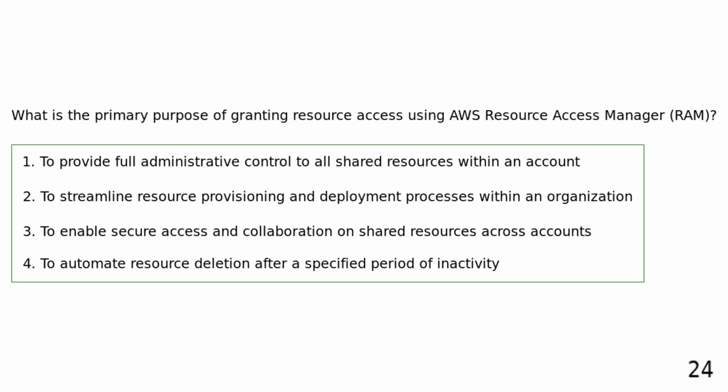What is the primary purpose of granting resource access using AWS Resource Access Manager? To provide full administrative control to all shared resources within an account. To streamline resource provisioning and deployment processes within an organization. To enable secure access and collaboration on shared resources across accounts. To automate resource deletion after a specified period of inactivity.